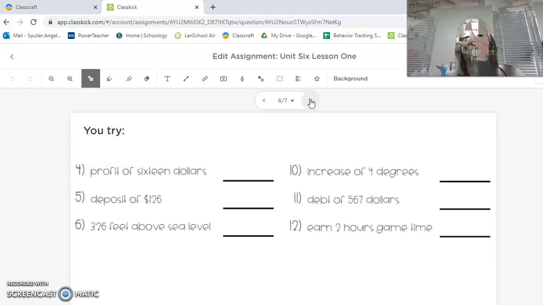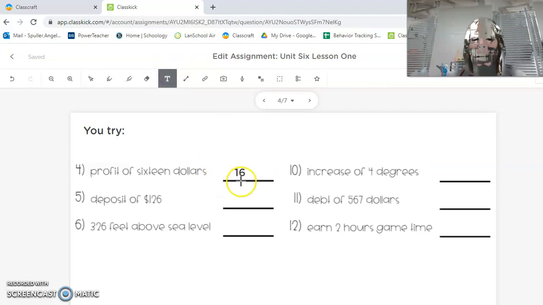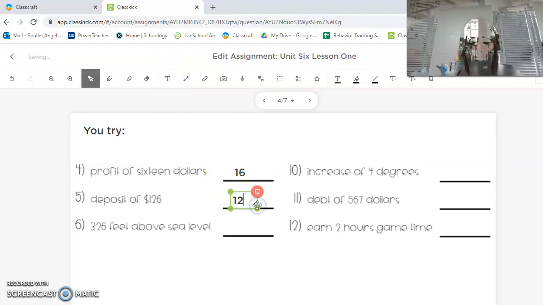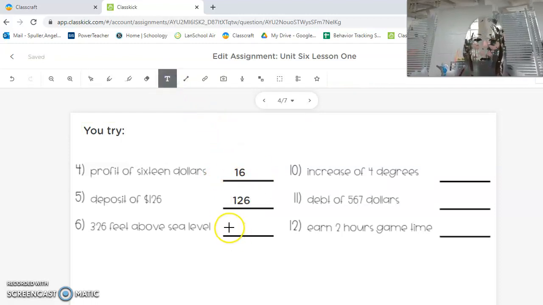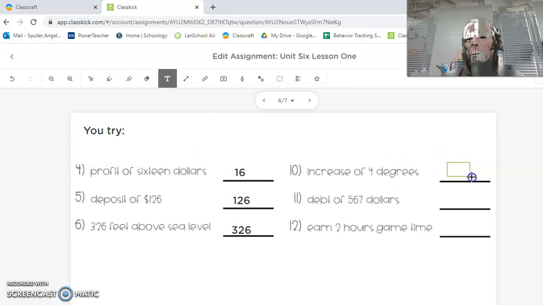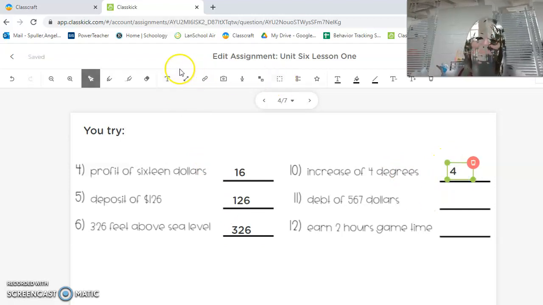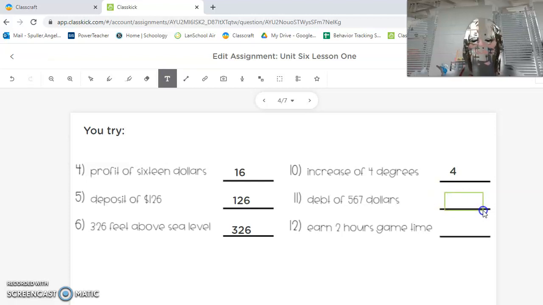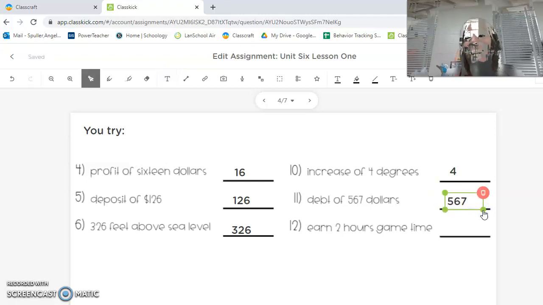correct. All right, for a profit of $16, you should have said positive because you're getting it. Depositing 126, you're getting 126. Above sea level, 326 above, you're getting bigger. Okay. Increase of 4 degrees, you're getting bigger, 4. Debt of $567. You owe, you're getting less. They're taking away from you. And last but not least, earn 2 hours of gain time. We know this is positive because we got it, right?